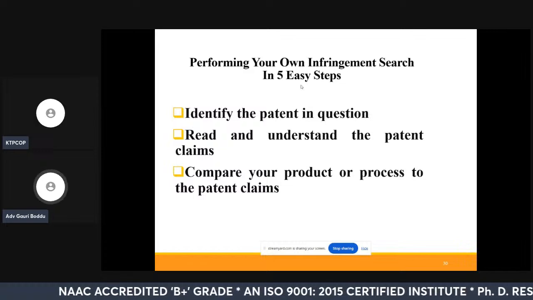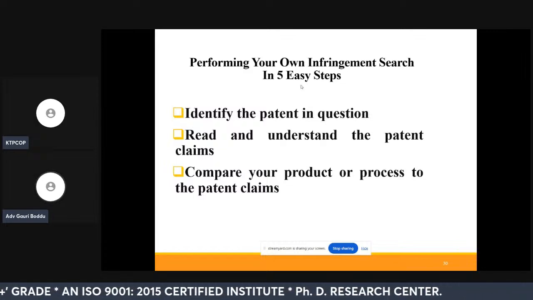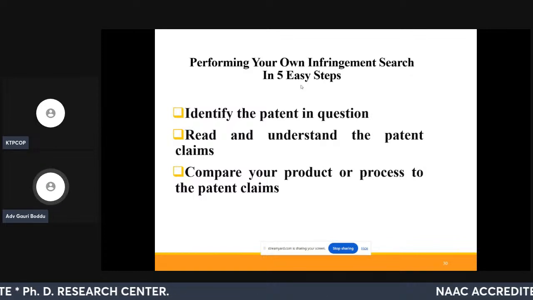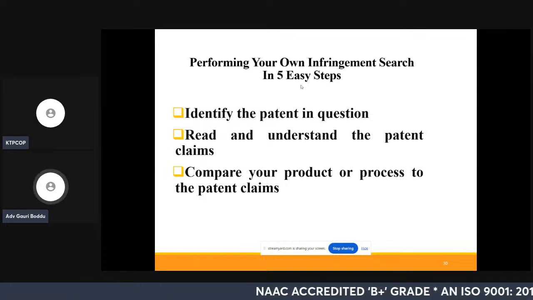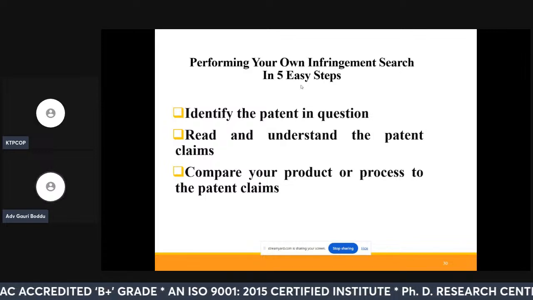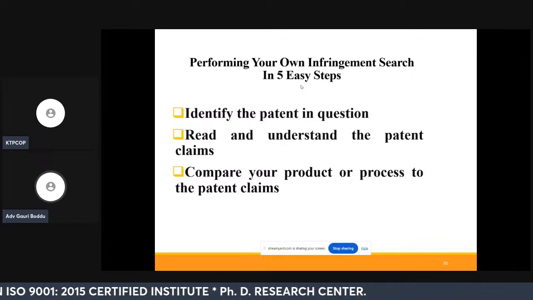Read and understand the patent claims. Once you have identified the patent in question, it is important to thoroughly read and understand the claims made in the patent. These claims outline the specific elements that are protected by the patent, and it is these elements that you will need to compare to your product or process to determine whether there is infringement. So, through this, you can understand whether it is infringing or not.